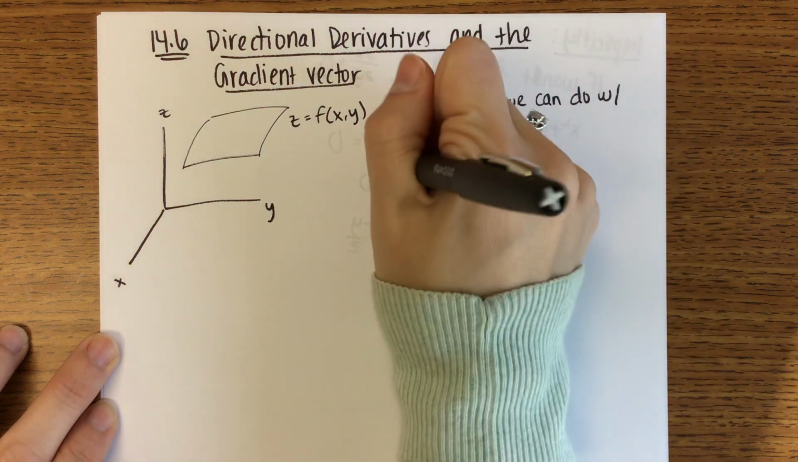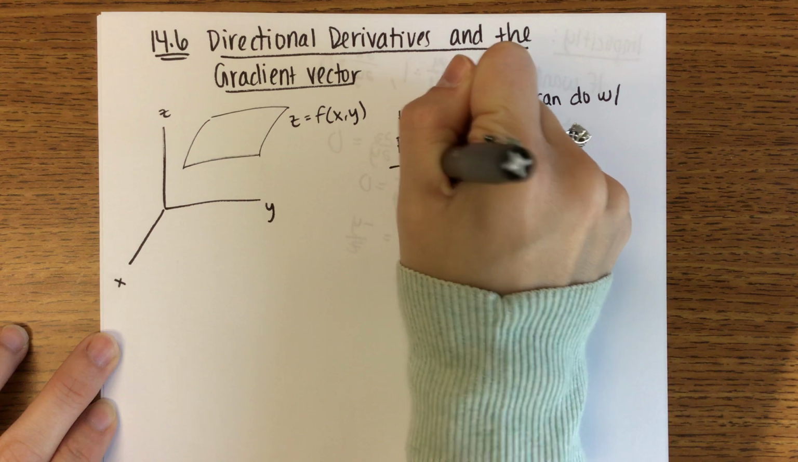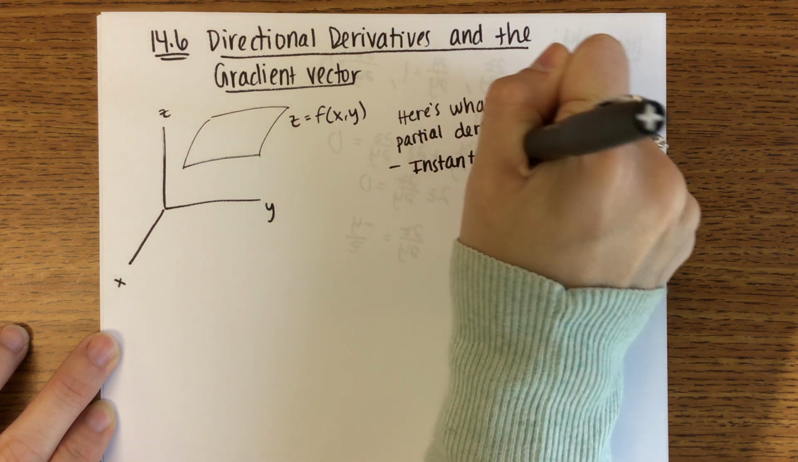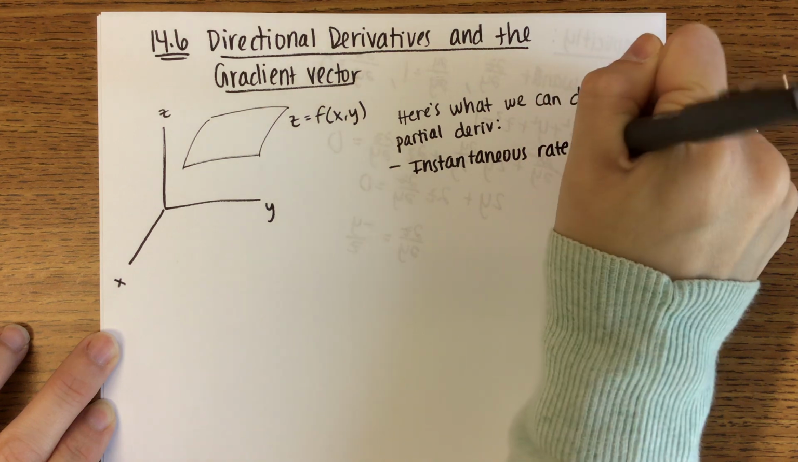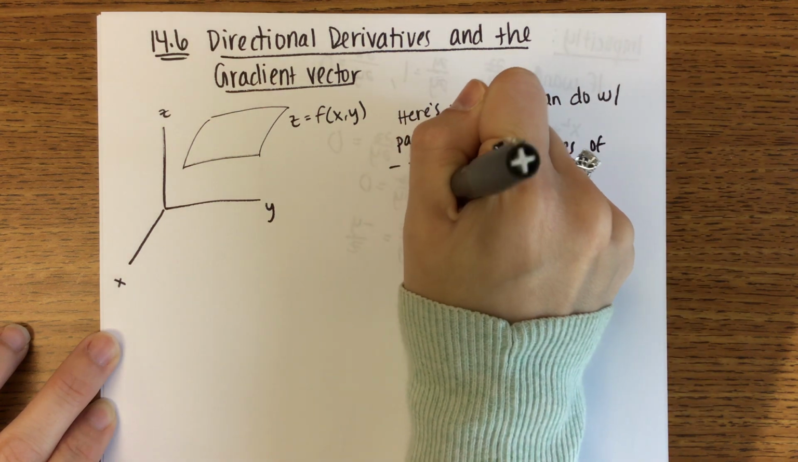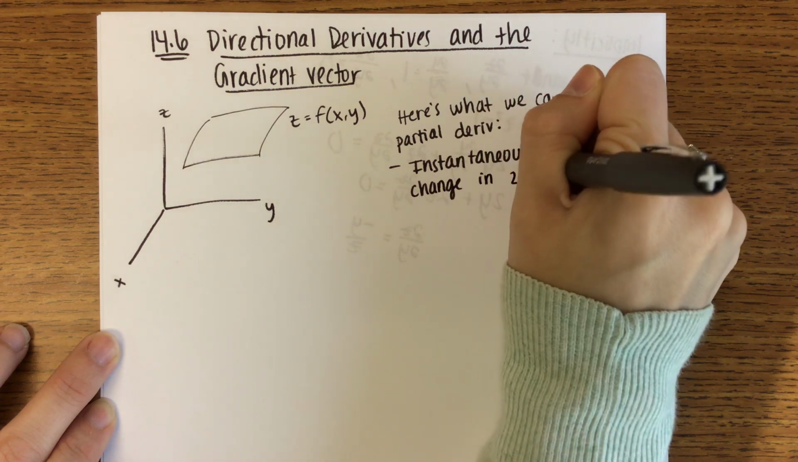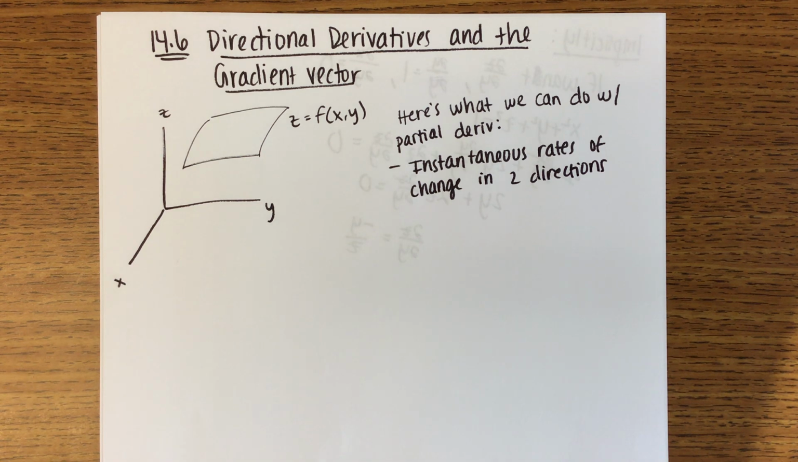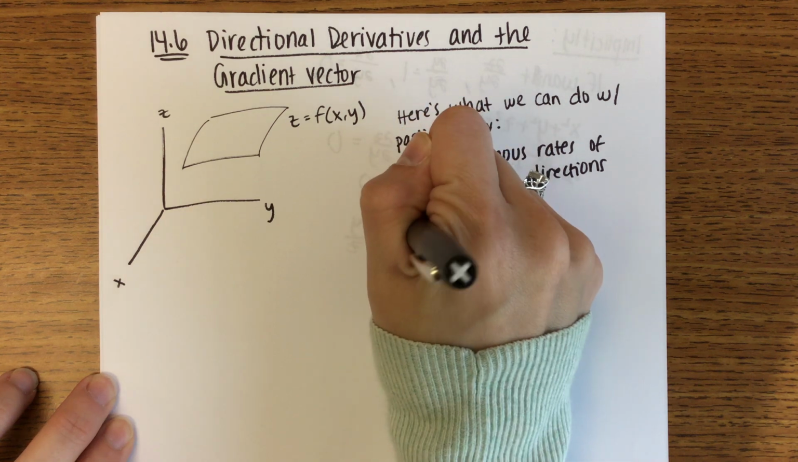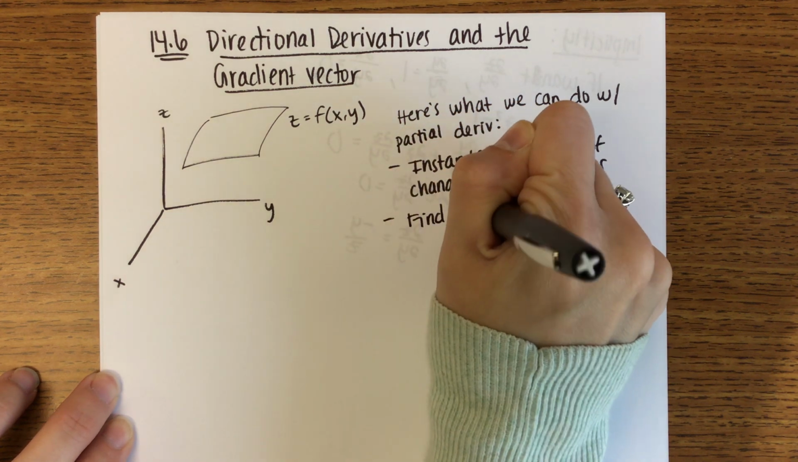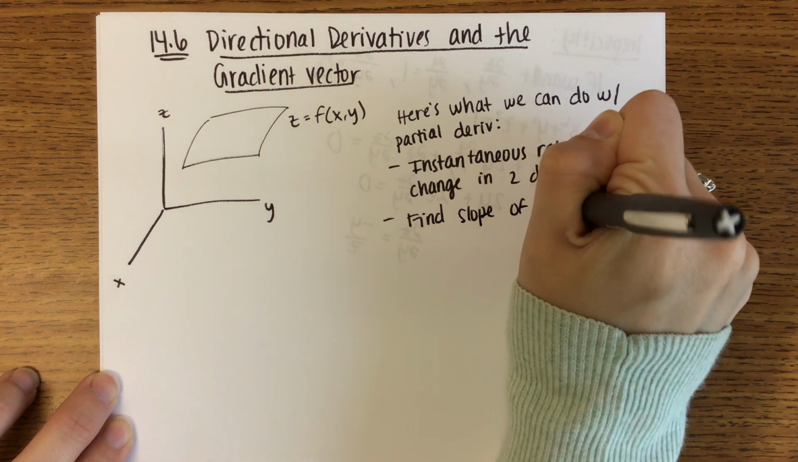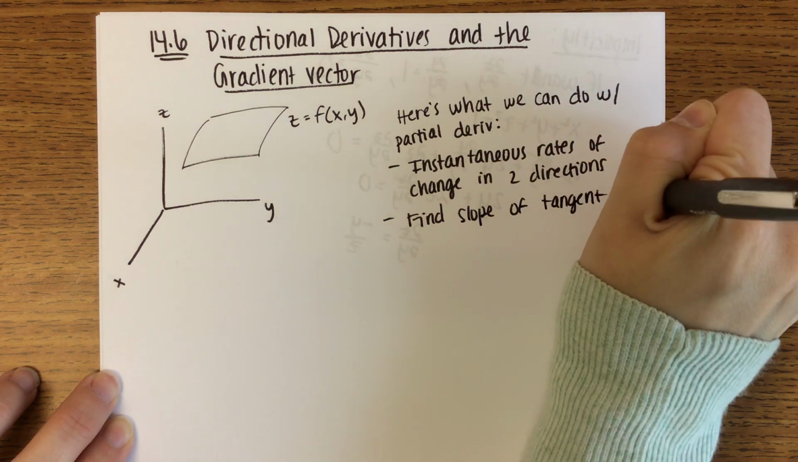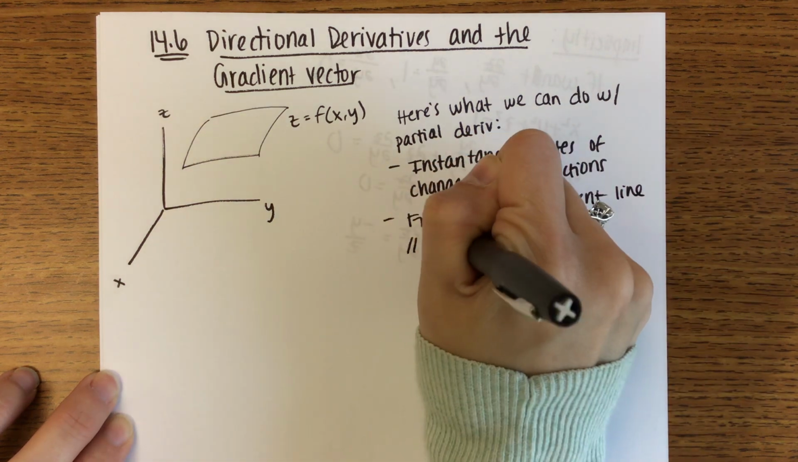First, we can find the instantaneous rate of change in two different directions. So the direction of x when you keep y constant, and then the instantaneous rate of change in z when you change y but keep x constant. We also can find the slope of the tangent line that is parallel to either the x or y axis.